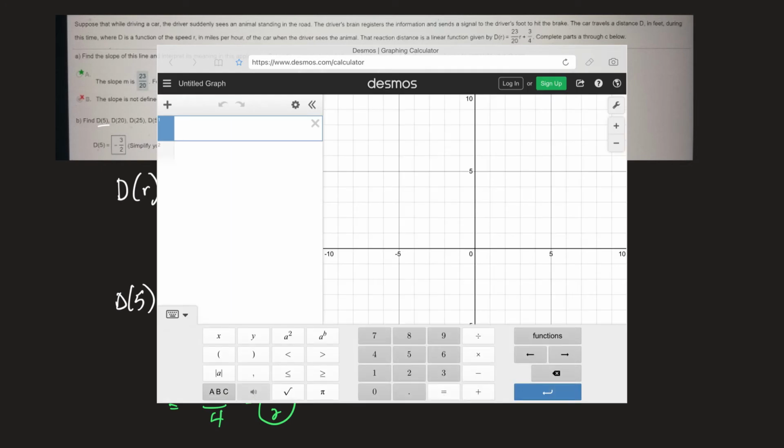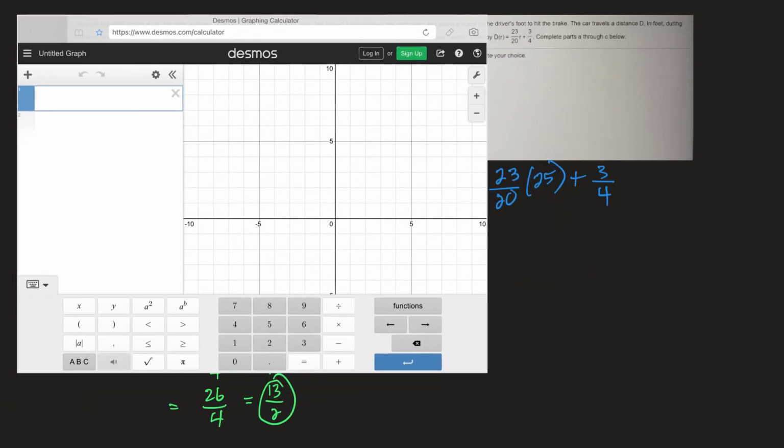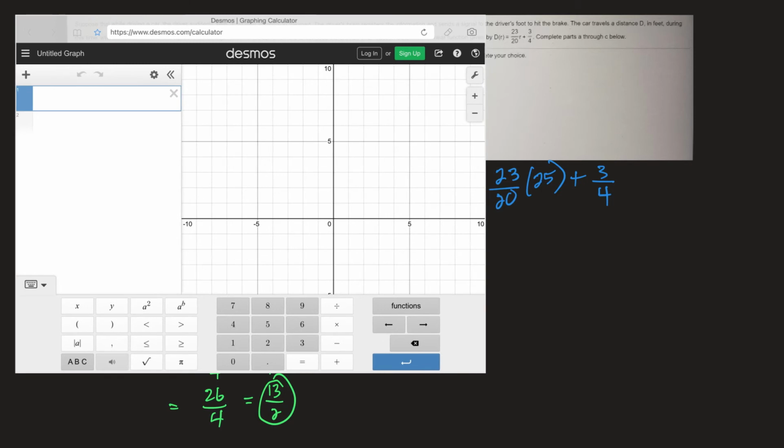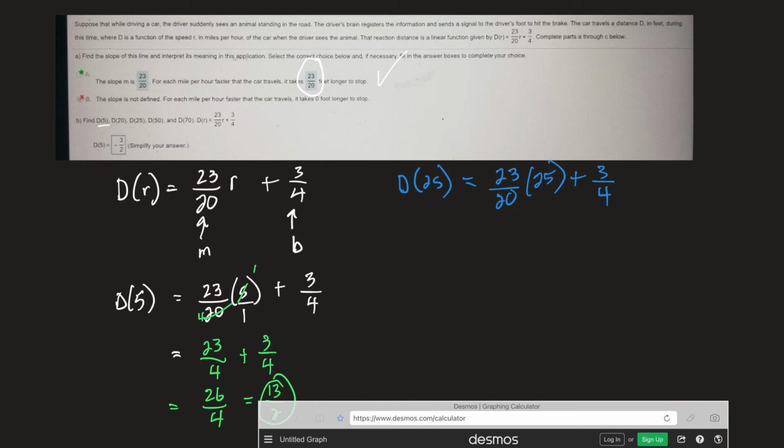Okay. So there's what I want to type in. So 23 over 20, okay, go over, bracket, 25, and bracket, plus 3 over divide 4, 29.5. So my answer comes out to 29.5.